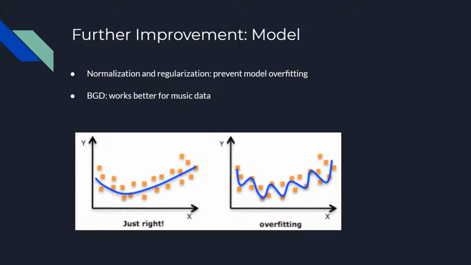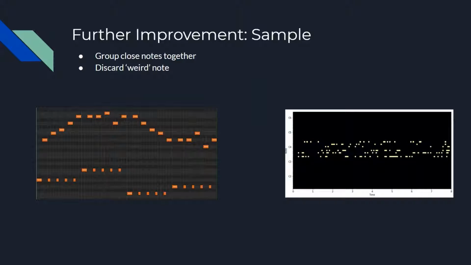For our model, we want to add normalization and regularization to prevent model overfitting, and we will use batch gradient descent, which works better for music data. Lastly, for our sampling, we want to group close notes together, and we'll discard the weird notes to make our sampled MIDI file sound better.